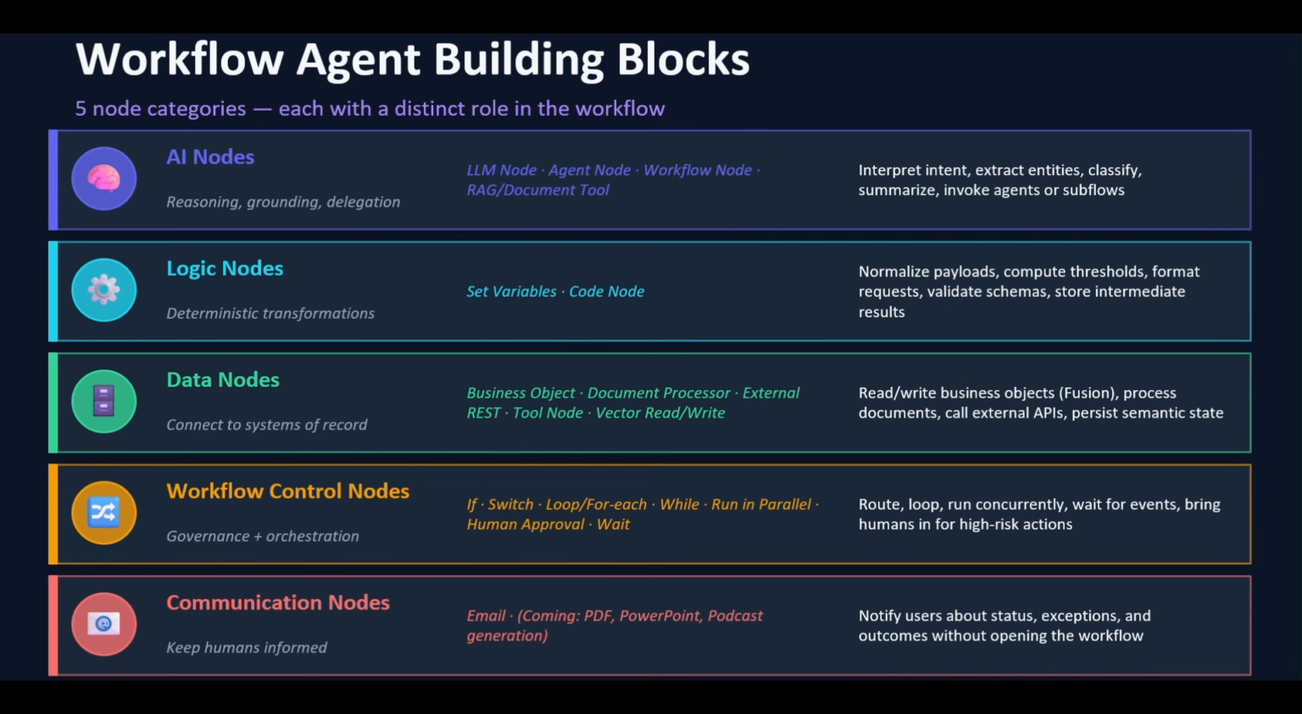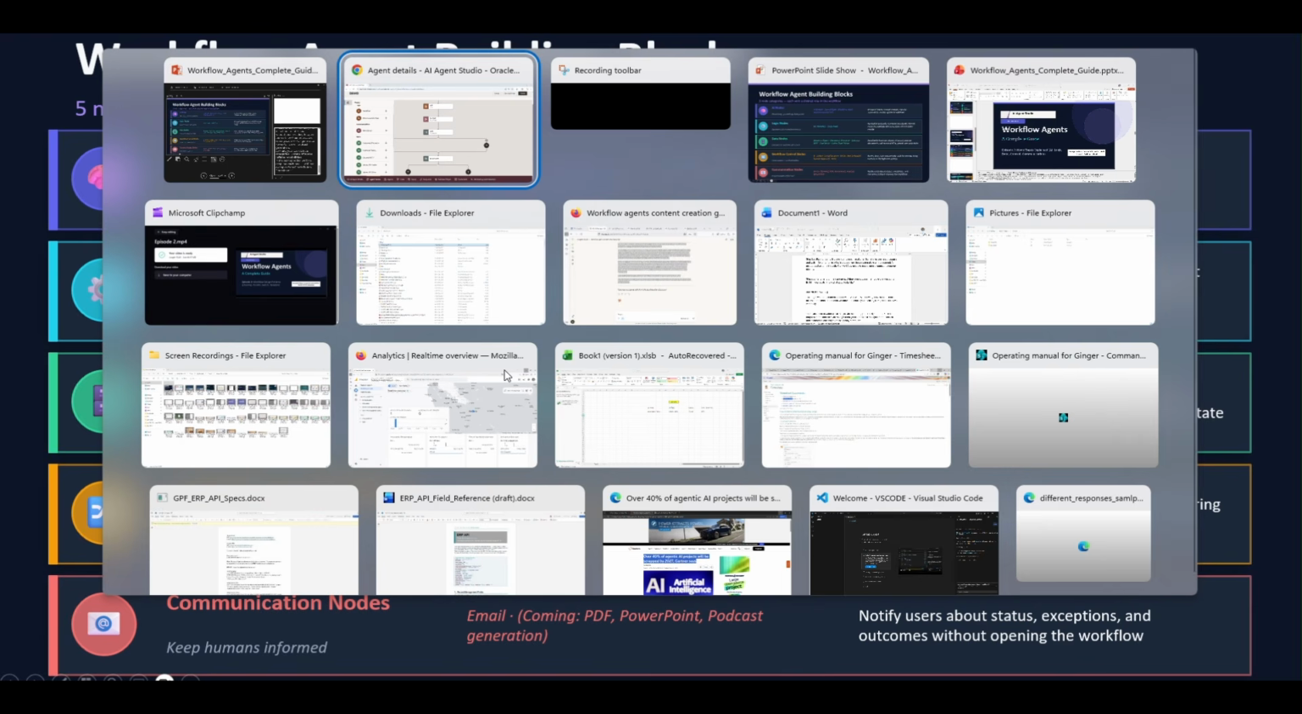So that's the toolkit: five categories, dozens of nodes, infinite possibilities. In the next episode, we will deep dive into each one of these with real examples from Oracle Fusion ERP, SCM, or HR. So stay with me and we are going to get this through. Thank you for watching.